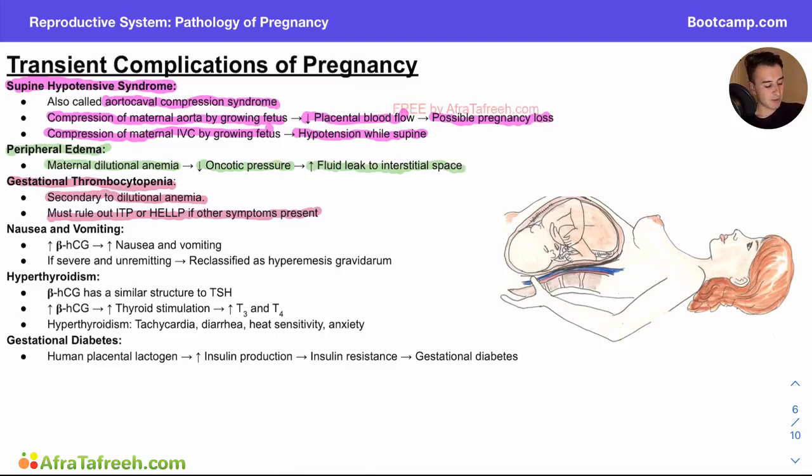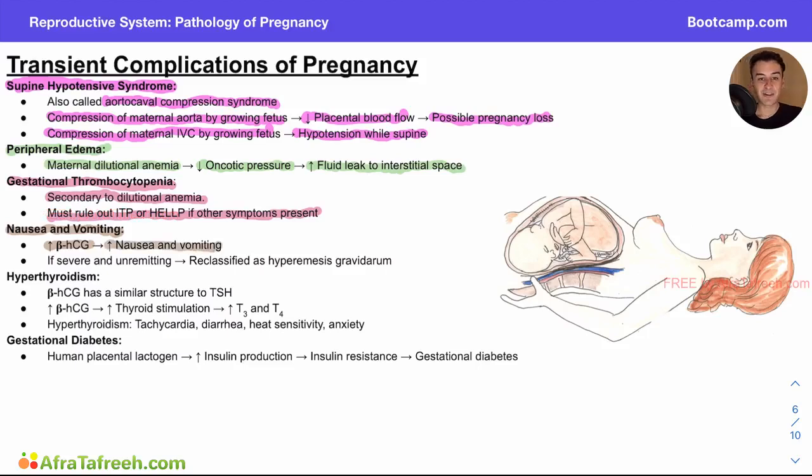Moving on now, let's talk about nausea and vomiting, and this is going to be due to beta-HCG. We know that beta-HCG is produced by the placenta during pregnancy. This is the cheerleader. It is encouraging the corpus luteum to continue making progesterone for the first 10 weeks of pregnancy, and it's also going to have the side effect of causing nausea and vomiting.